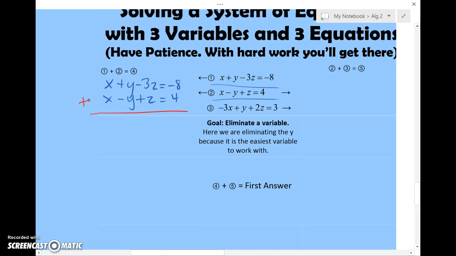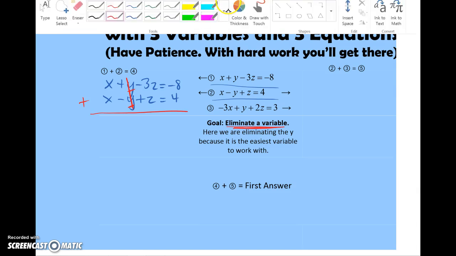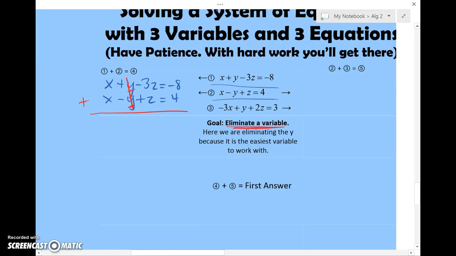Alright, so the key here is we need to eliminate a variable. I'm going to choose to eliminate y because the idea is we want opposites to eliminate, and they're already set up to be opposites, so that works out for us. We're just going to go right ahead and get rid of those and rewrite what's left of our equation. So we have x plus x is 2x, and then negative 3z plus z is negative 2z, and negative 8 plus 4 is negative 4.